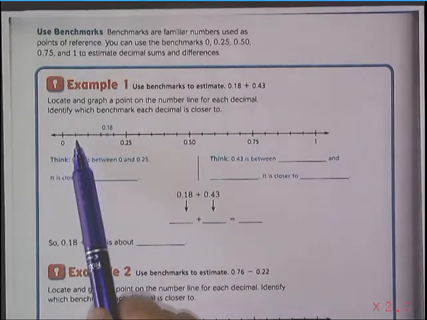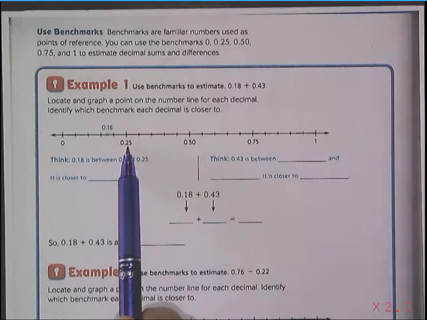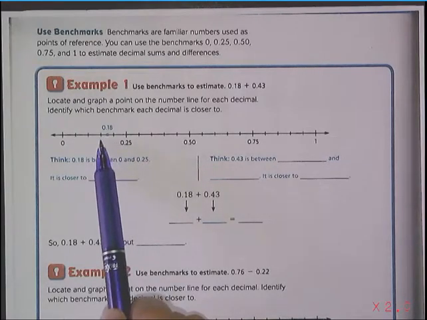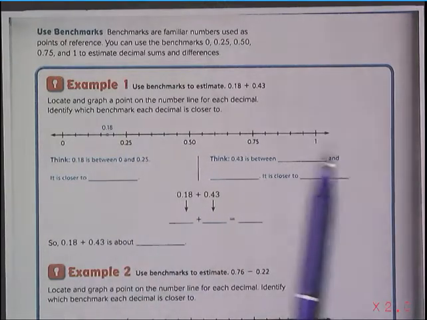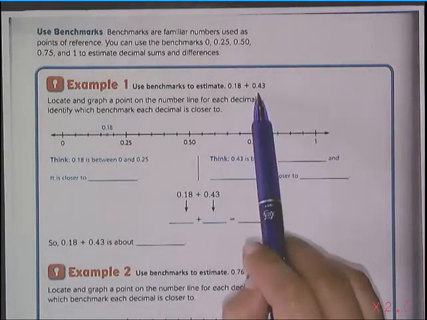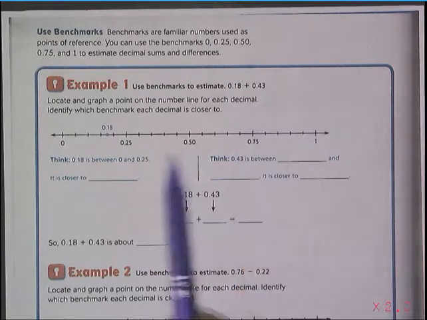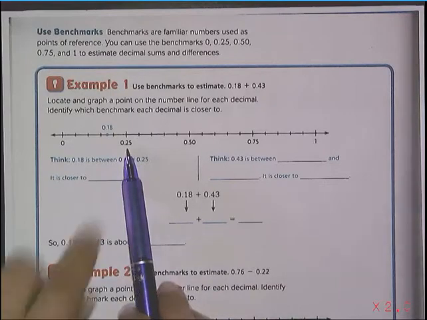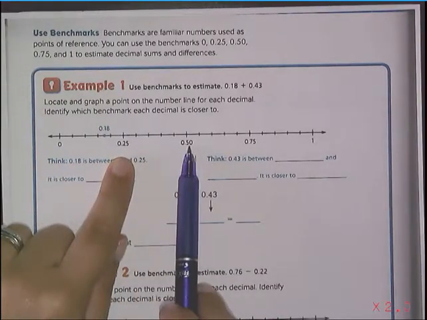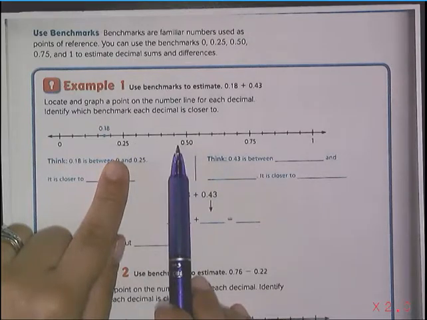These are in fives, right? 0.05, 0.10, 0.15, 0.20, 0.25. So 0.18 is between 0.15 and 0.20. So I need to graph my second one, 0.43. Okay. Well, I know that it's greater than 0.25, but it's less than 0.5. So that means it's going to be in here somewhere.